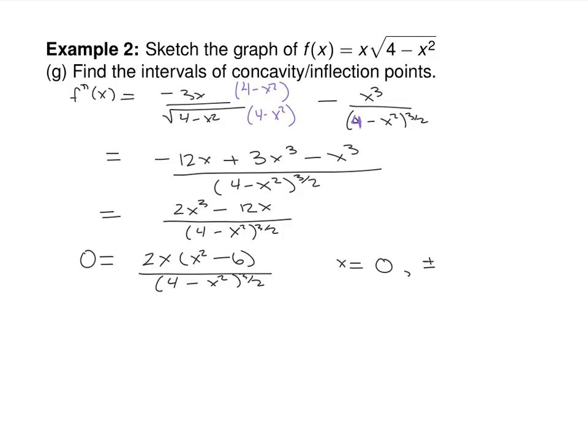Positive, negative, root of 6. But this is bigger than 2. As in, it's not in your domain. You can't plug root 6 into this function because you would end up with 4 minus 6, which is a negative number, so they don't count. They're irrelevant.